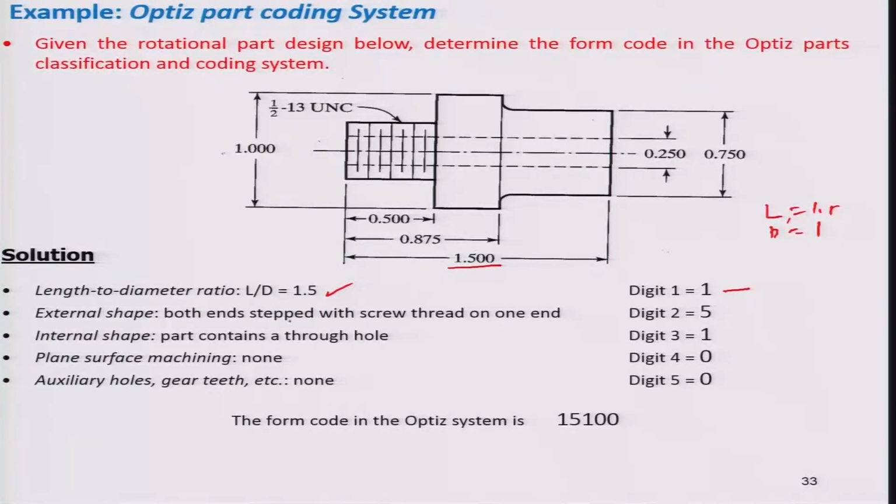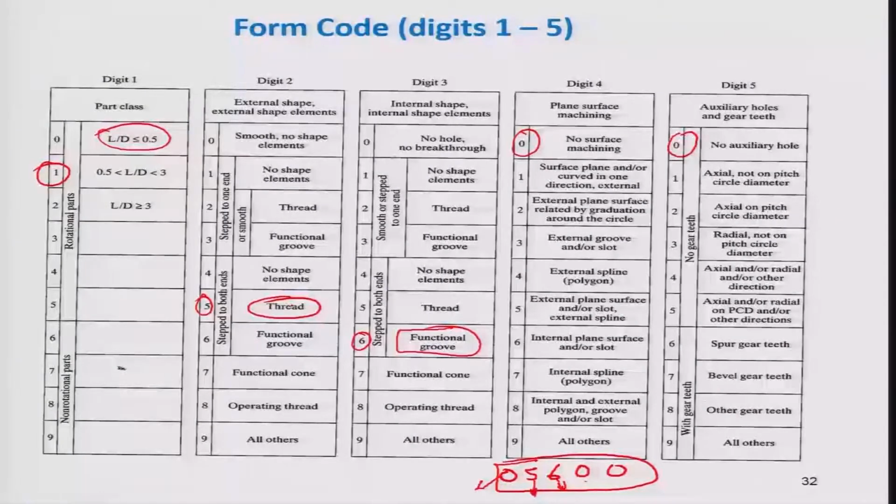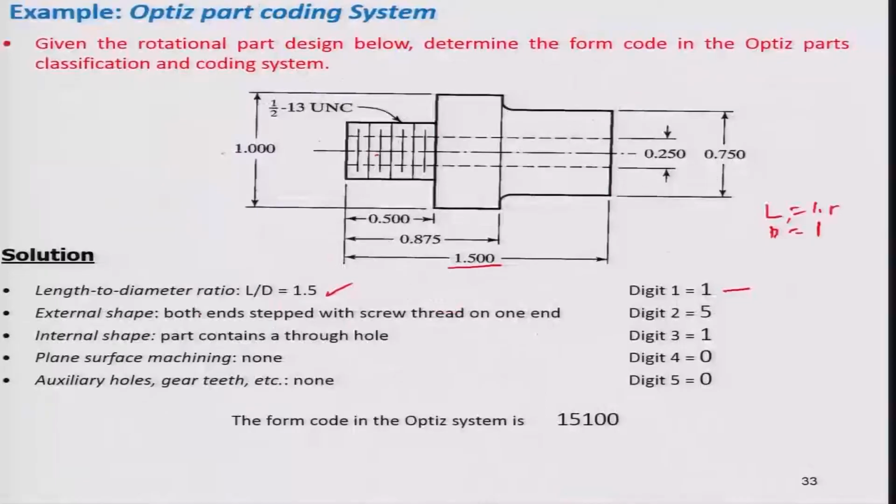Again, both ends stepped with screw threaded on one end. Here you can see that one end is screw threaded and it is stepped in shape. So digit 2 is 5. Here you can see threaded and stepped into both ends, and one part is threaded, so you have to choose 5.